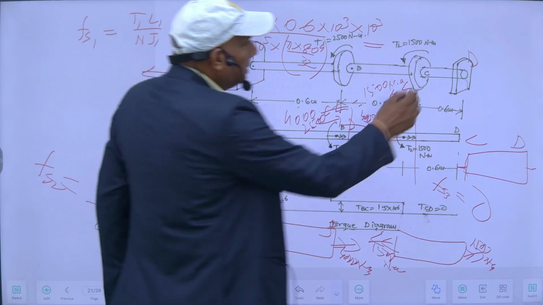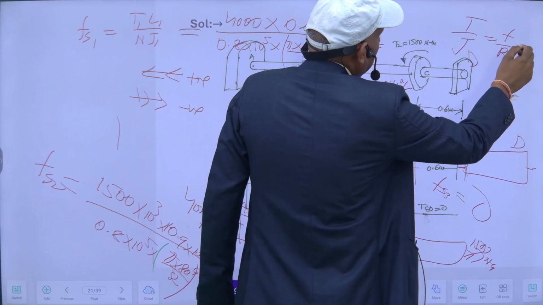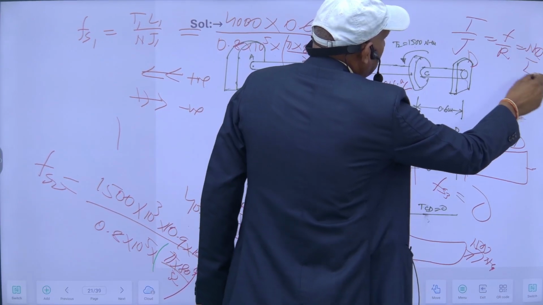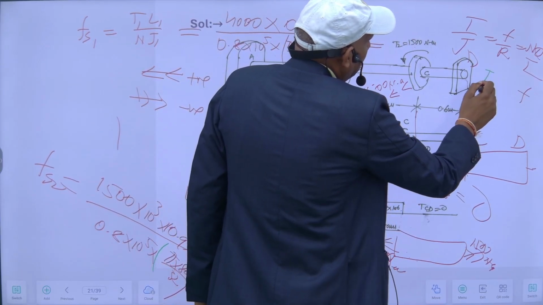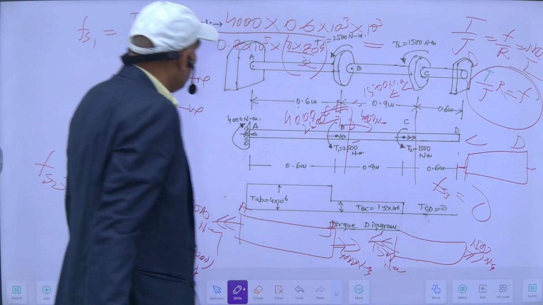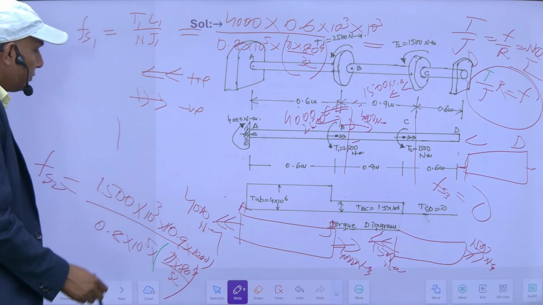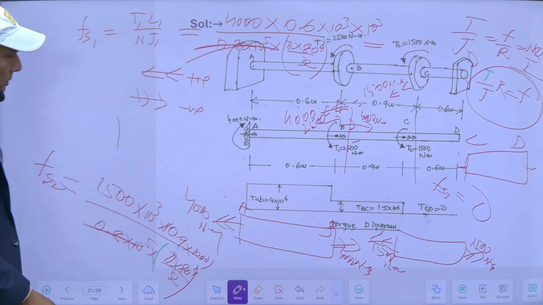Oh, T upon J is equal to F upon R is equal to N theta upon L. Oh yes, F is equal to T upon J into R. So N is not required here. I am sorry for that, N is not required, mistakenly.